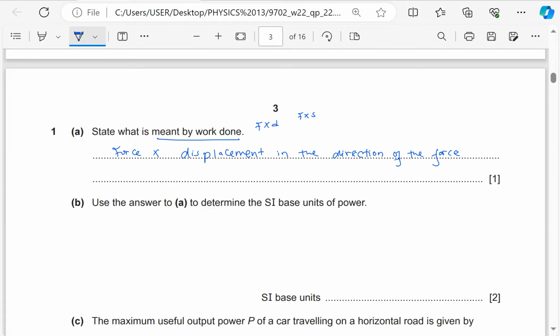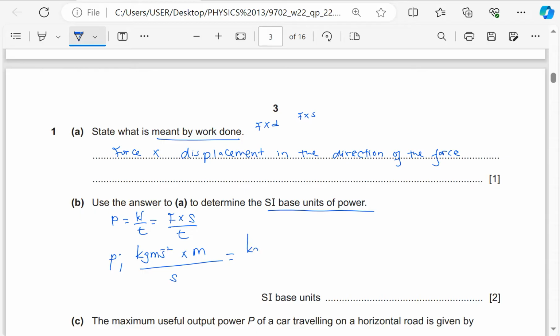Use the answer to (a) to determine the SI base units of power. Since we know that power is work done divided by time taken, this is the same as force times displacement divided by t. So I'll list the units. Power will be force, which is in kilograms meters per second squared, times displacement, in meters, divided by time, in seconds. So I'm going to simplify this further.